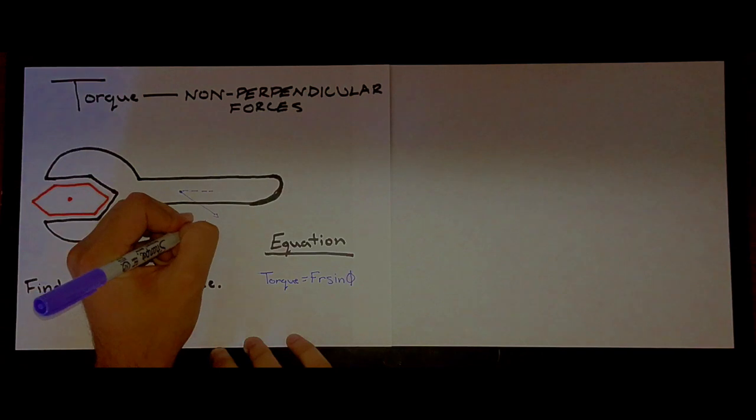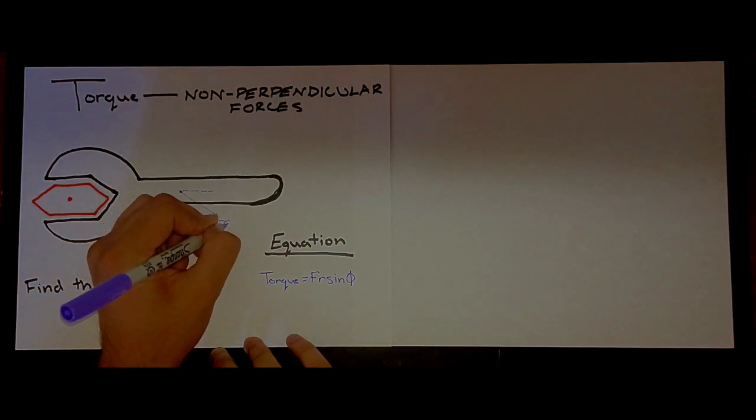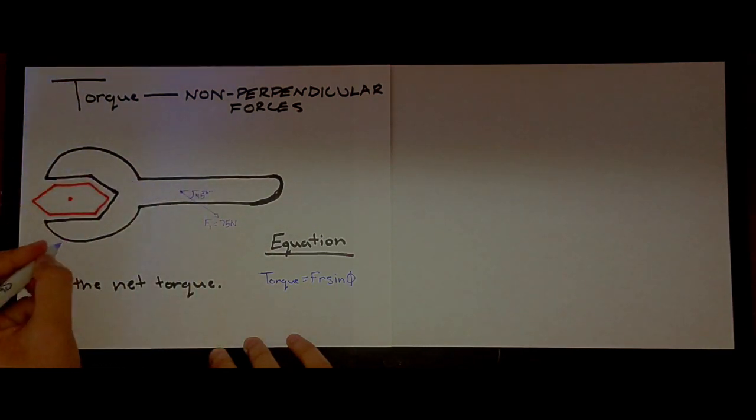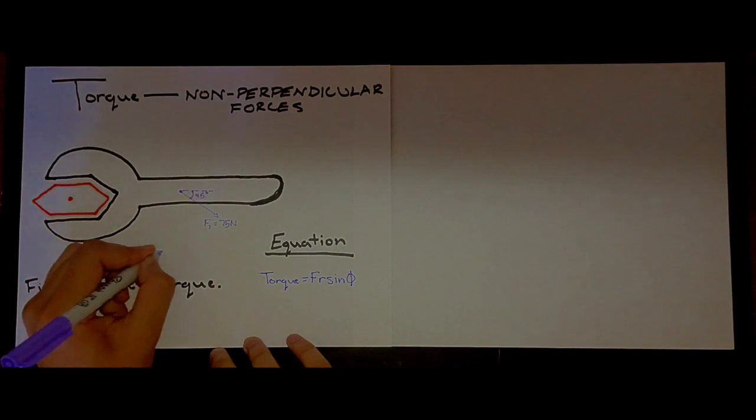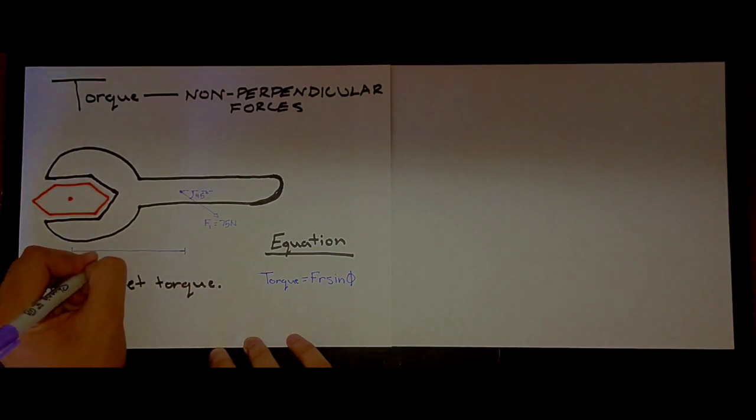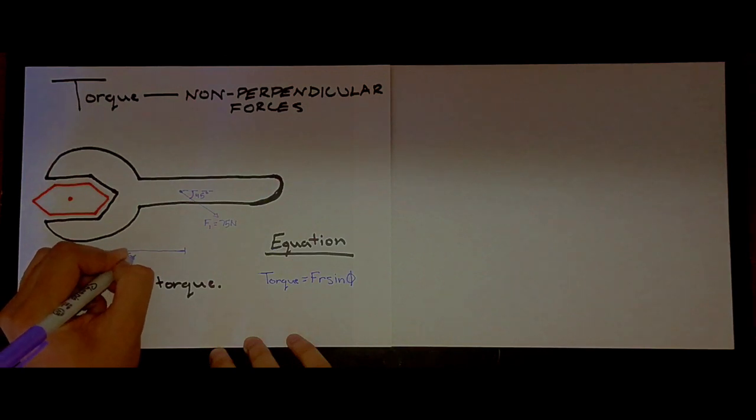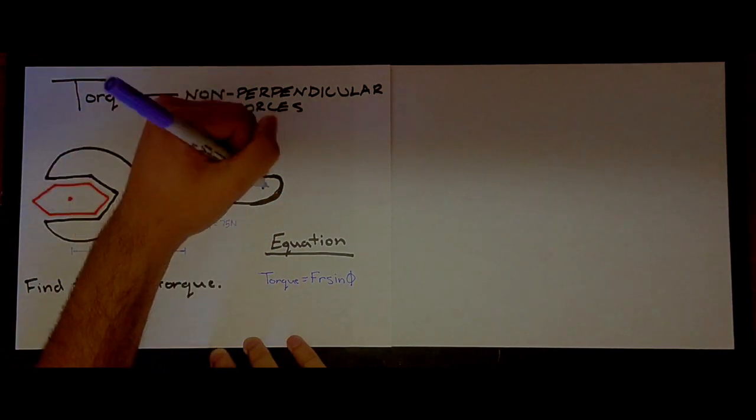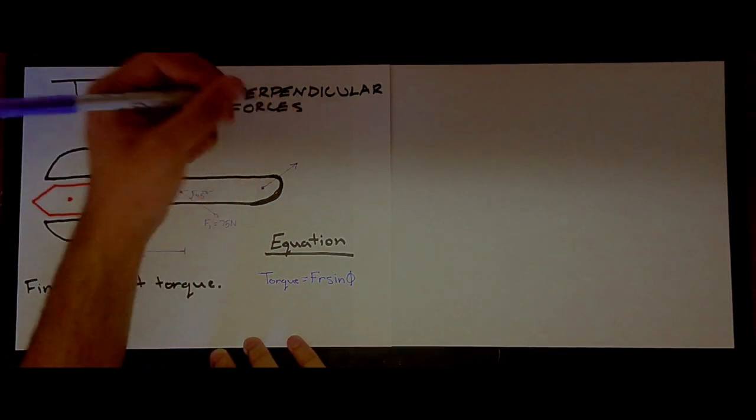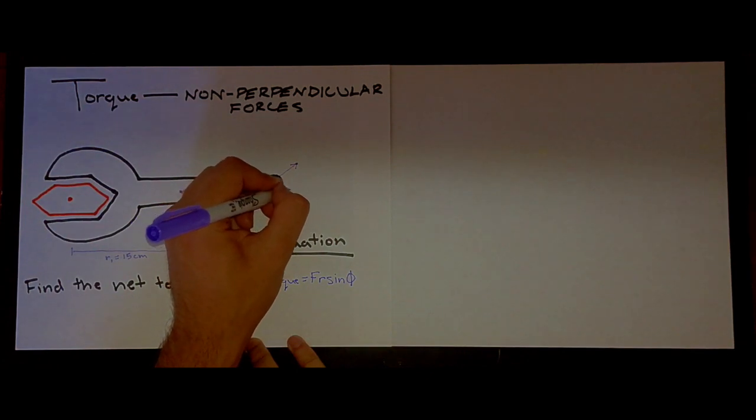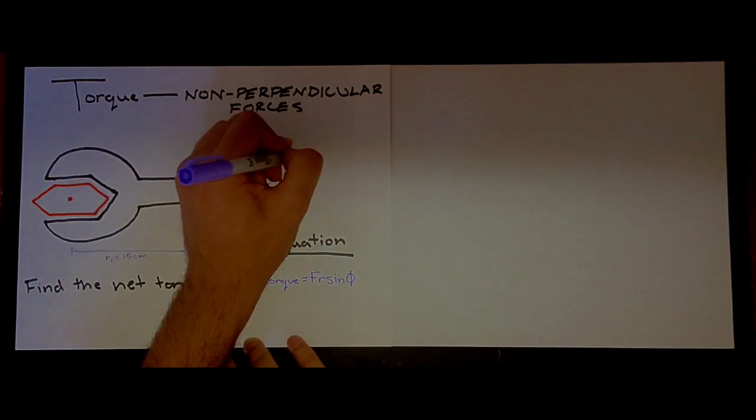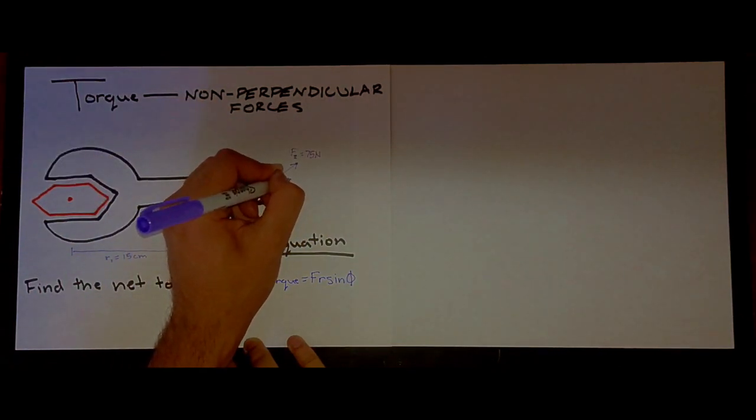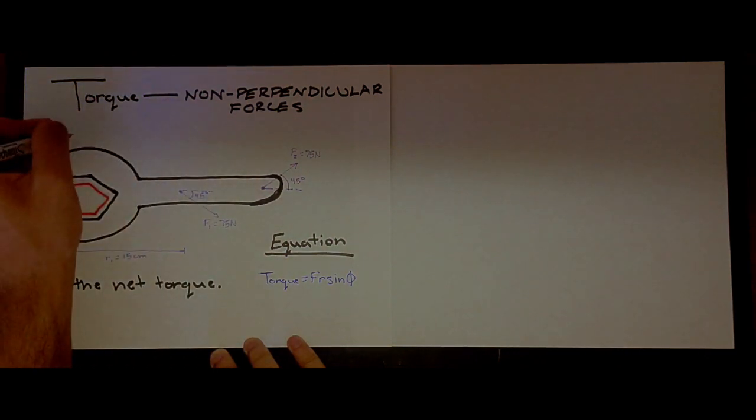First, we see that for force 1, there is a force of 75 newtons, angle of 45 degrees, and a length of 15 centimeters. For force 2, there is a force of 75 newtons, angle of 45 degrees, and a length of 30 centimeters.